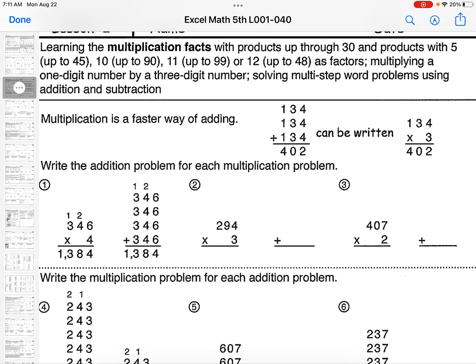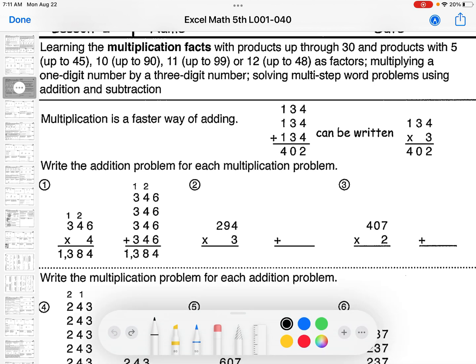So here we go. Let's get the pen turned on here. Let's change the color. Oh no, let's do this color.